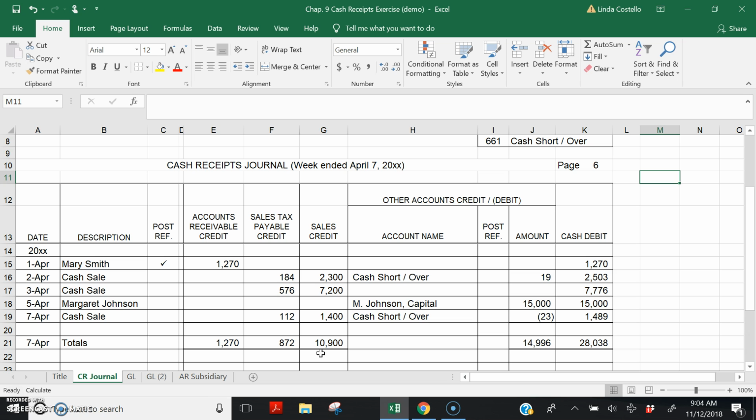The total of credits net of this debit to other accounts for the week is $14,996, and the total debits to cash for the week is $28,038. If your totals don't agree with these totals, please pause your recording to give yourself time to find and fix errors before you continue.